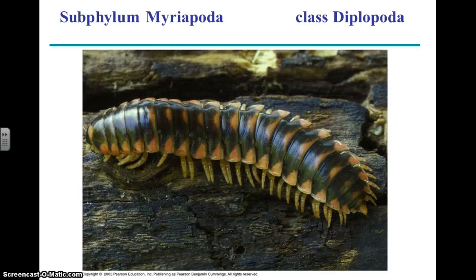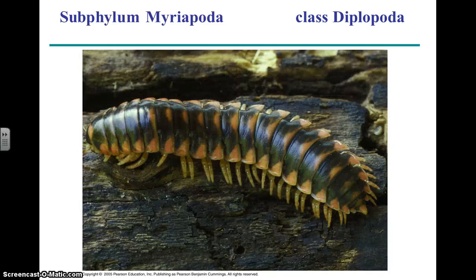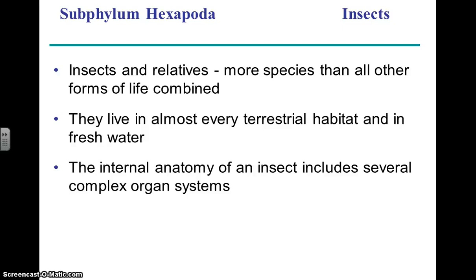Now here we have millipedes and centipedes, Diplopoda and Chilopoda. The millipedes having 2 pairs of legs per segment. They're primarily scavengers, whereas the centipedes have 1 pair of legs per segment, and they're predators. They're going to eat other critters, insects and such.